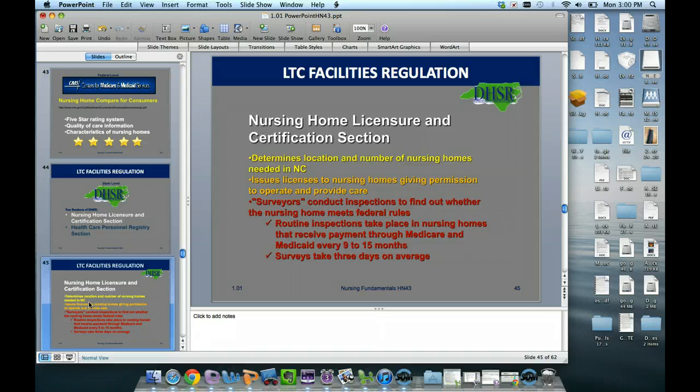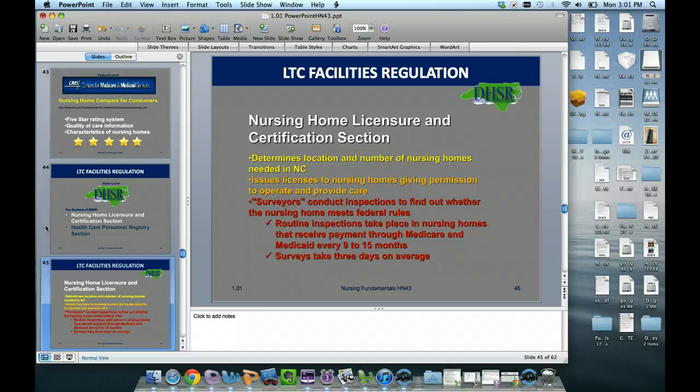So if you think about Charlotte in contrast to Ahoskie, North Carolina, Charlotte has a large population where Ahoskie has a smaller population. So if we have more aged people in Charlotte, we need more facilities. So DHSR license section also issues licenses to nursing homes giving permission to operate and provide care.